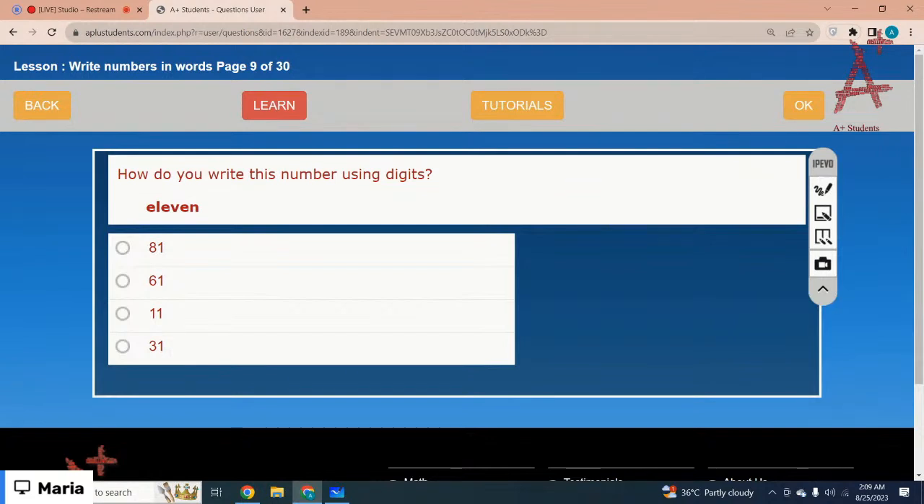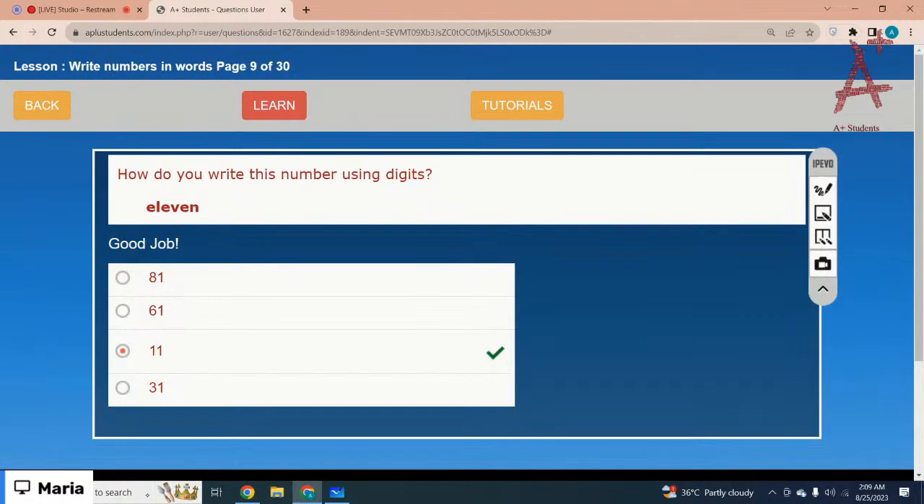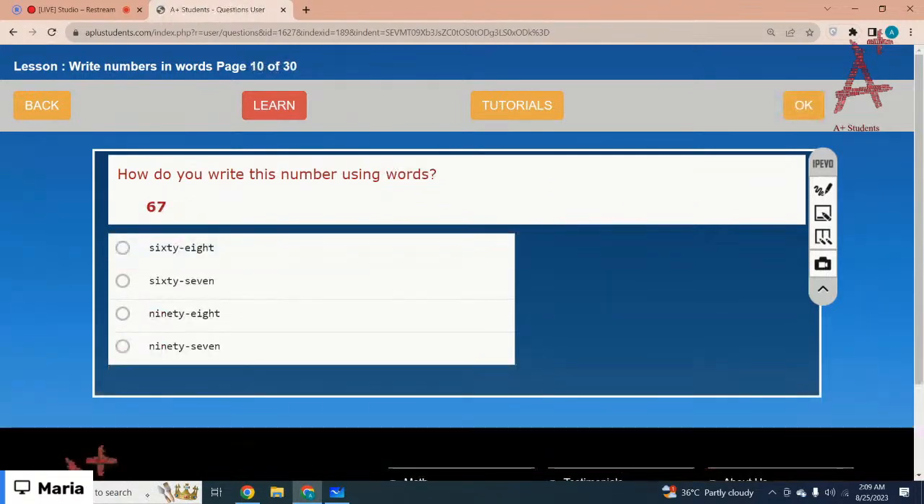How do you write the number using digits? 11. So how do you write 11? Here it is 11. You can write 11 like this: 1 and 1. How do you write the number using words 67? How do you write it?